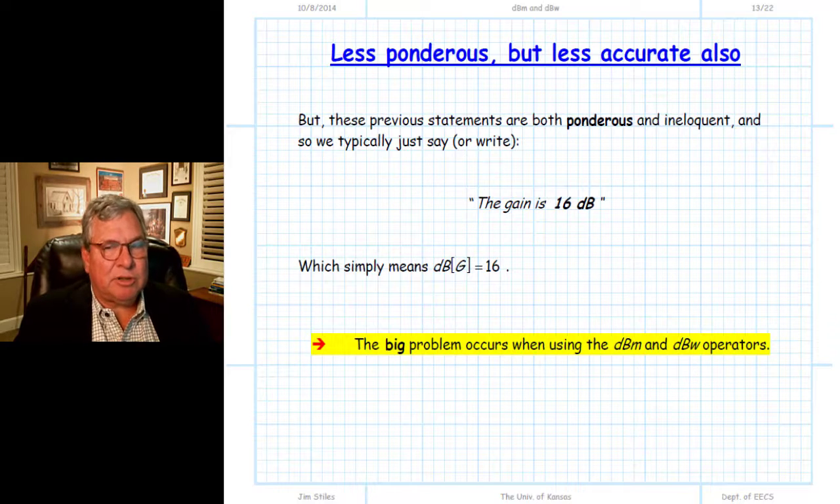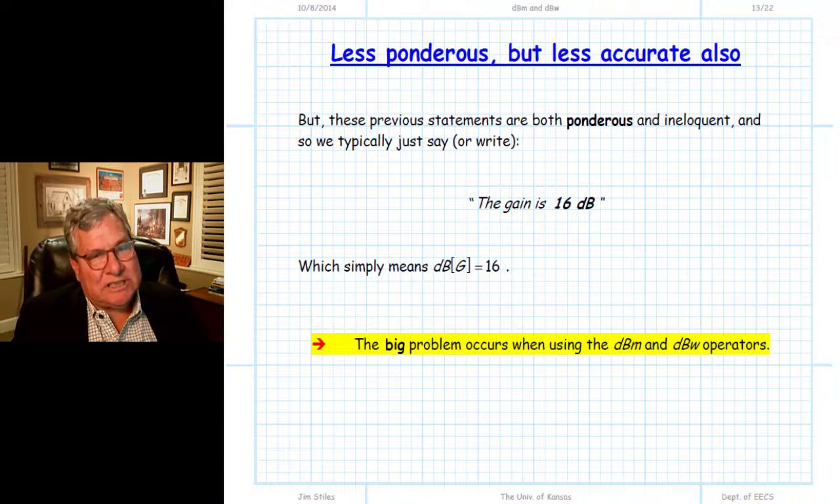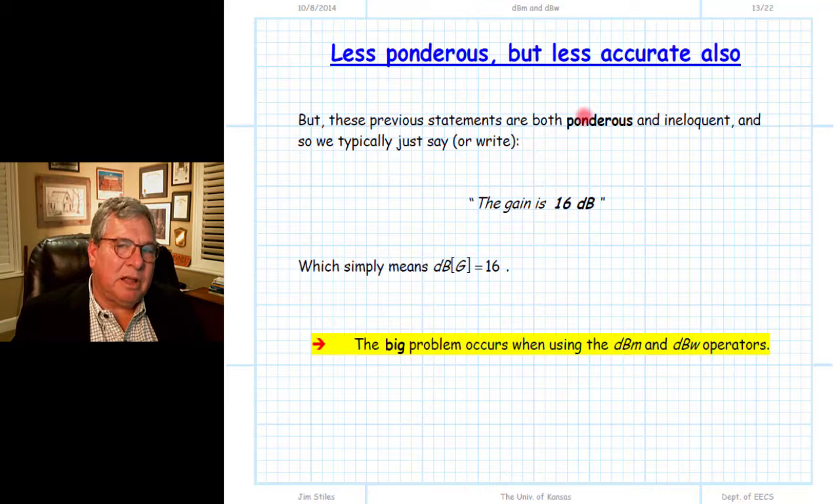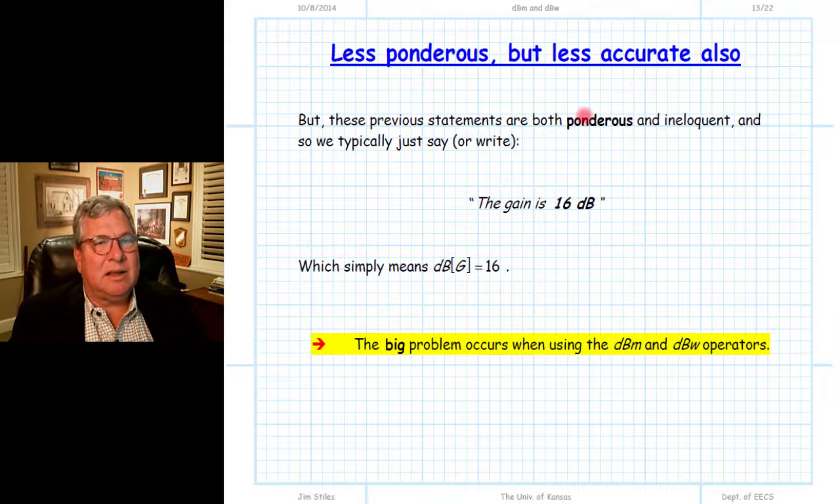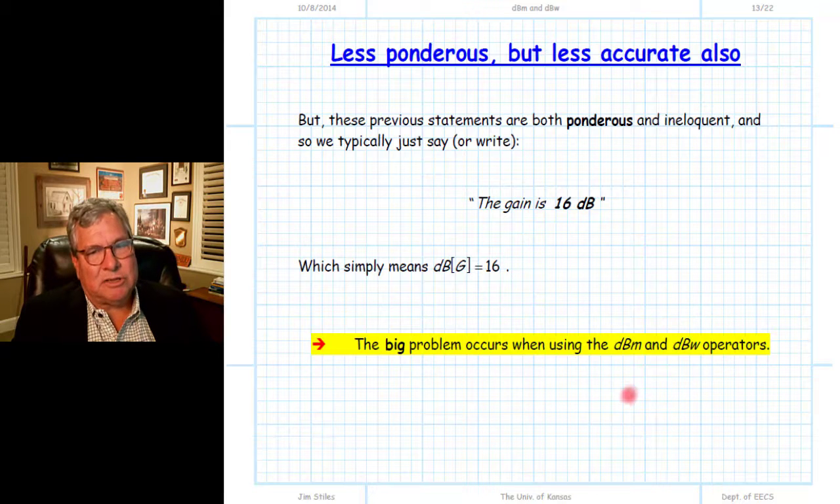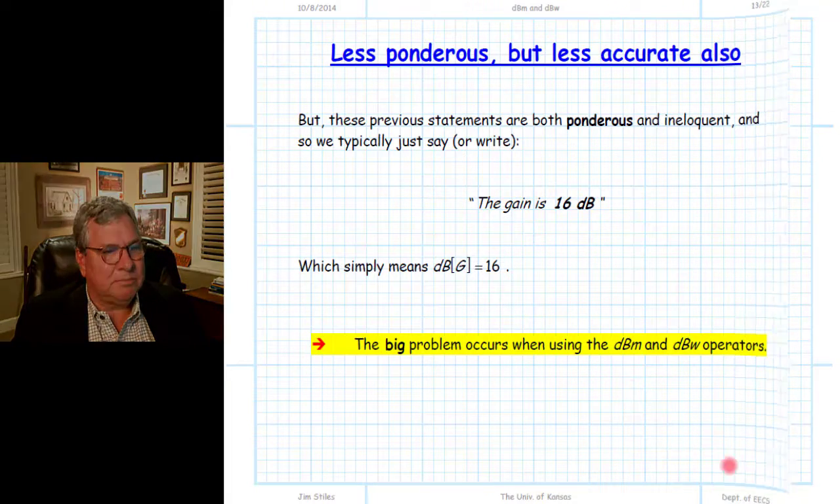Now, the examples on the previous page are precise and unambiguous, but they are also a little bit verbose and ponderous. And so engineers typically shorten things. Instead of saying that when the decibel operator is applied to the gain of the amplifier, we get 16, the engineer says the gain of the amplifier is 16 dB. This causes problems, but it really causes problems when we apply the same sort of logic to the dBm and dBw operators.